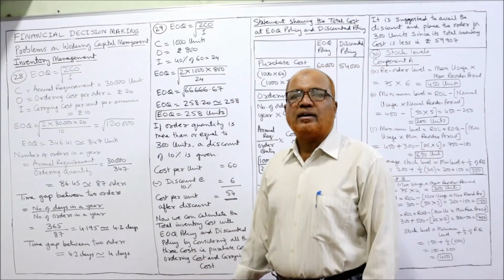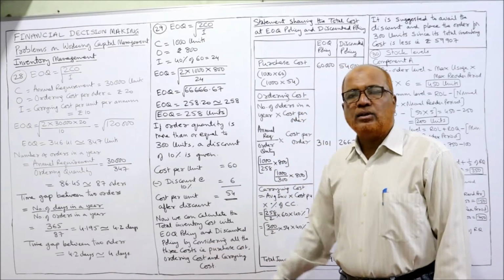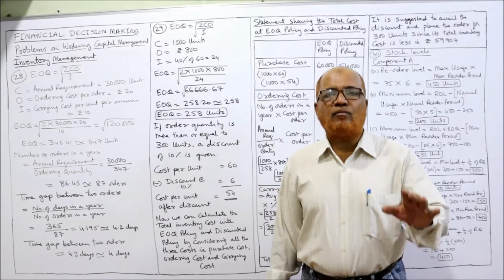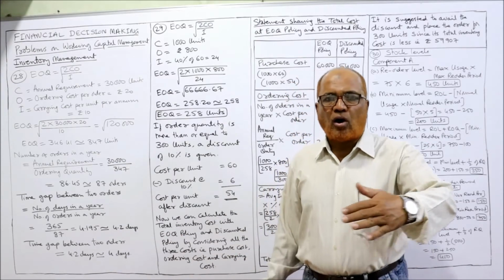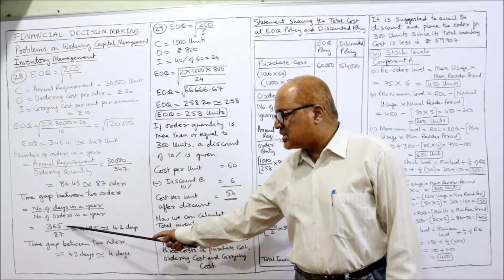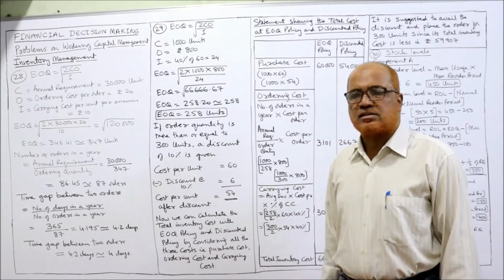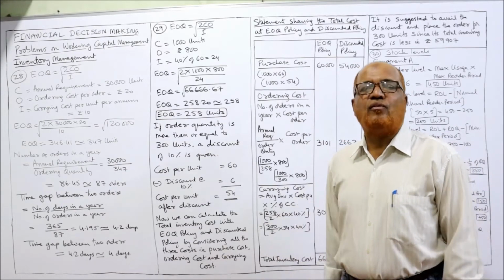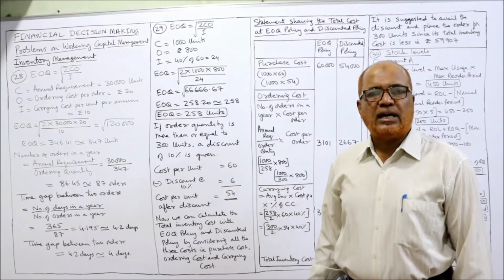Lastly, it is asking you to find out the time gap between one order and the next order. To find out the time gap, we apply the formula: number of days in a year divided by number of orders in a year. A year consists of 365 days and the number of orders we are placing in a year is 87. So 365 divided by 87 is 4.195 days, or we can say 4.2 days. So the time gap between one order and the next order is 4.2 days. That's all. This is the end of problem number 28.